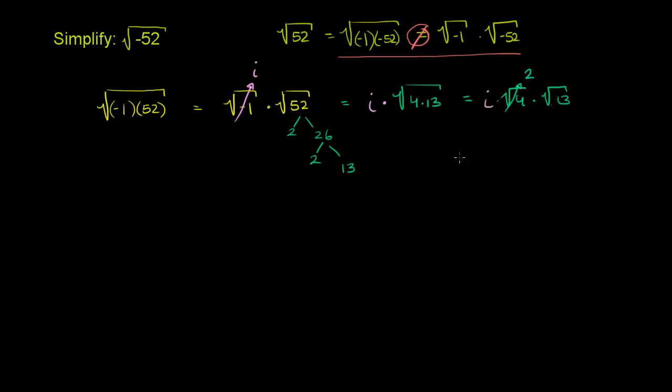So this all simplifies, and we can switch the order over here. This is equal to 2 times the principal square root of 13 times i. I just switched around the order. It makes it a little bit easier to read if I put the i after the numbers over here. But I'm just multiplying i times 2 times the square root of 13. That's the same thing as multiplying 2 times the principal square root of 13 times i. And I think this is about as simplified as we can get here.